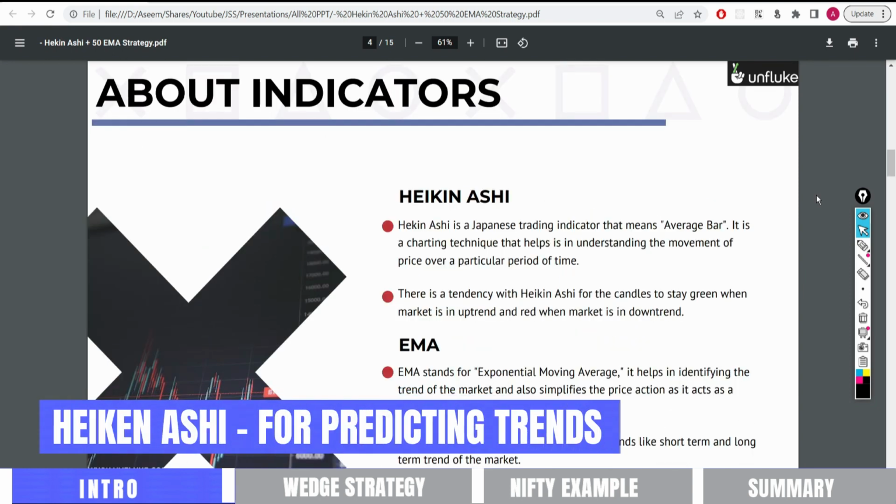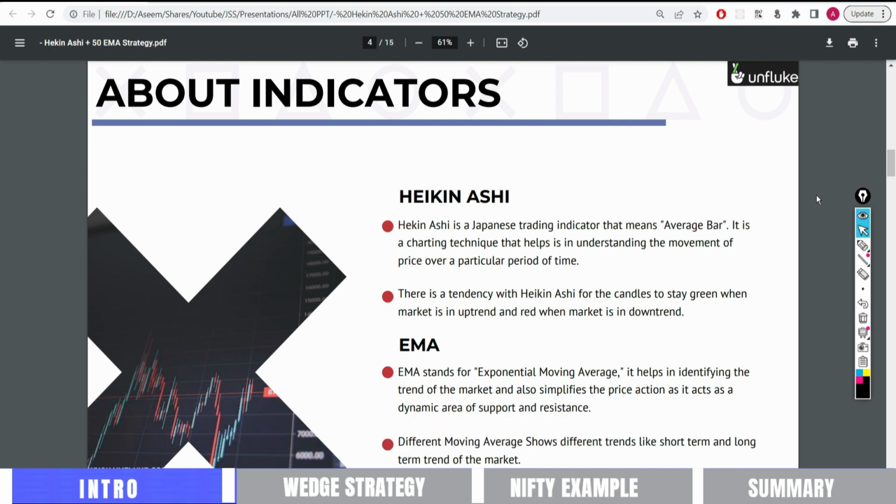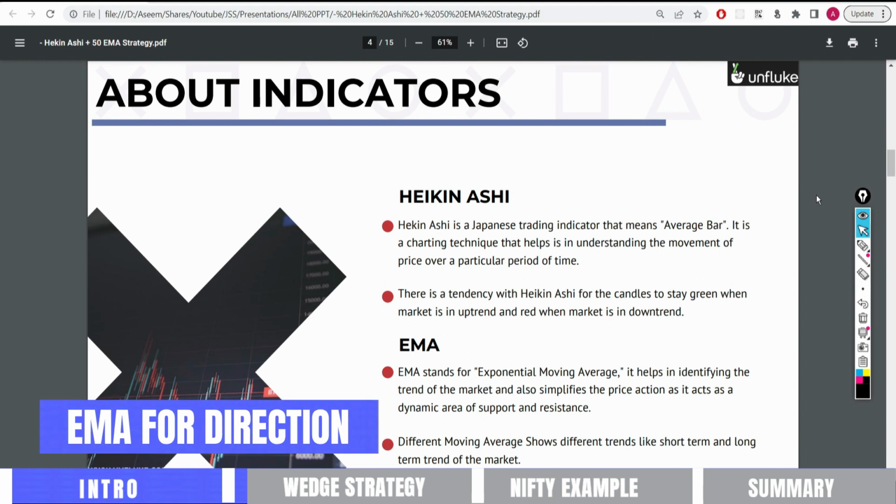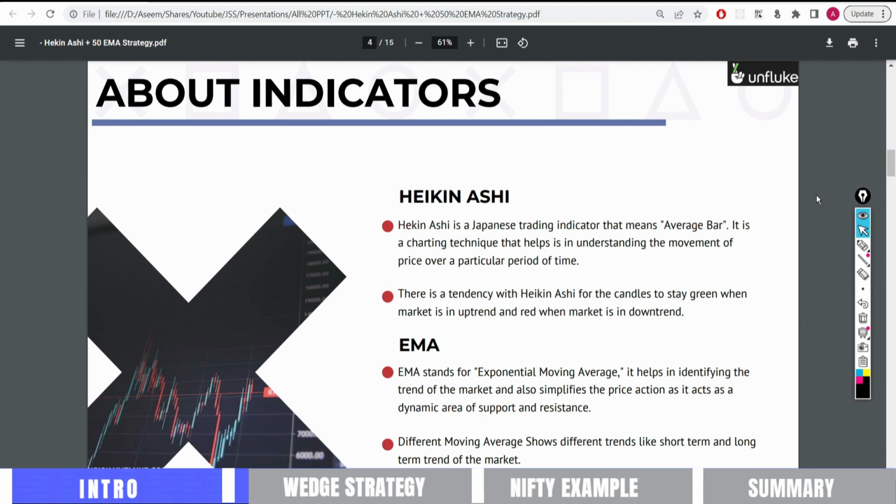So as we know, Heiken-Ashi is a candle type which is able to predict the trend very properly. So if the market is going up, you will see only green candles, and if the market is coming down, we will see only red candles. So that's the general idea. That is why we are using the Heiken-Ashi, and we are using EMA because we know that EMA acts as a very good support. So if the market breaks EMA on the upside, we'll go for a long entry. If it goes from the downside, we'll go for the selling entry.